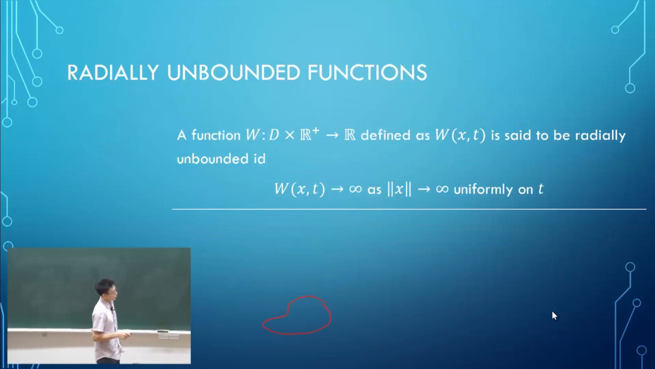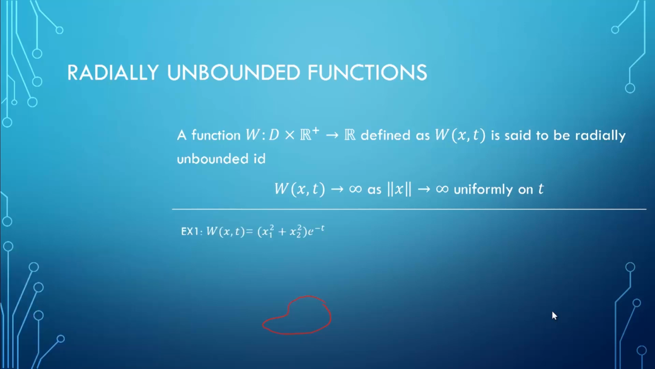Okay, a function W that is a function of x and t goes to infinity as x goes to infinity, uniformly in t. Then we call it radially unbounded for all time t. So for this one, this e to the power of minus t will decrease to 0. That prevents W from going to infinity, right? So it's not a radially unbounded function.